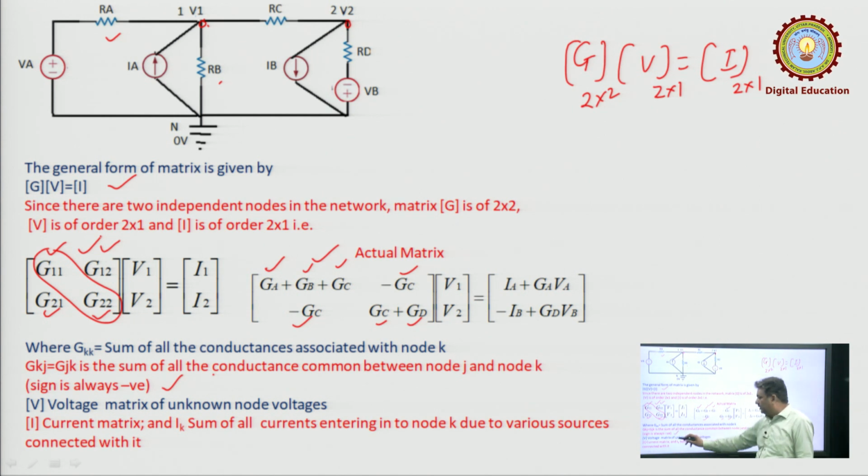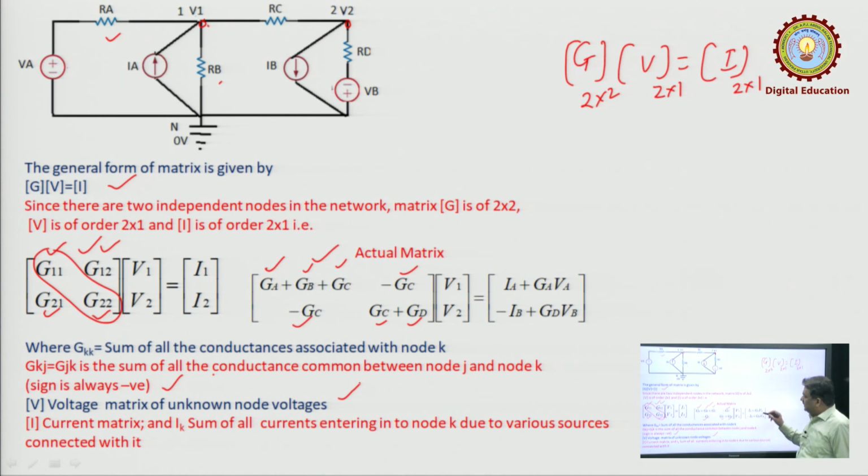V is the voltage matrix of unknown node voltages. So, there are two unknown voltages V1 and V2. So, it is a column matrix V1, V2 of the order 2 cross 1. If there are n number of independent nodes, it will be a matrix of the order n cross 1.